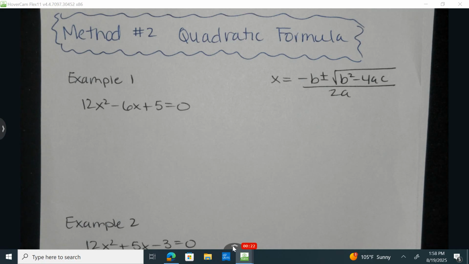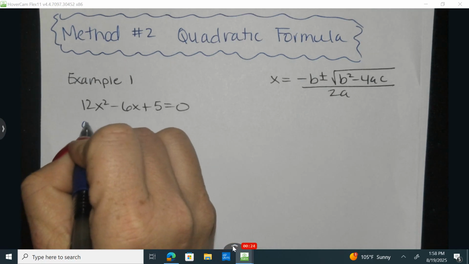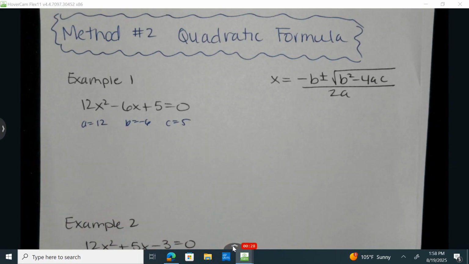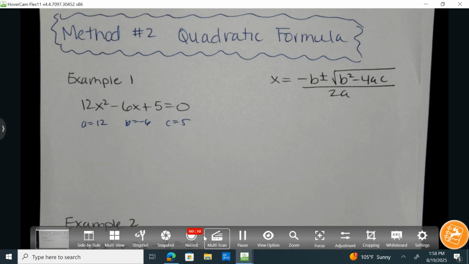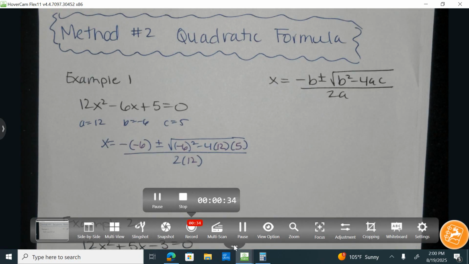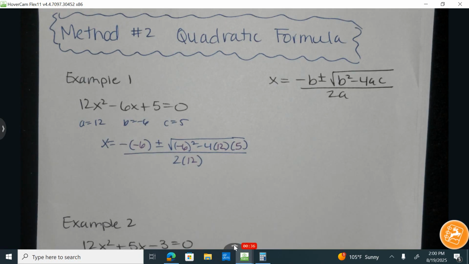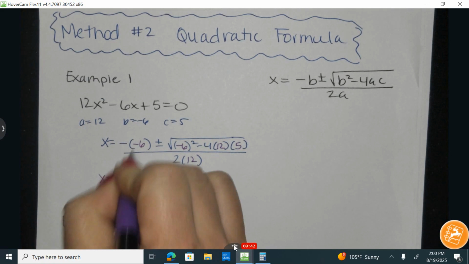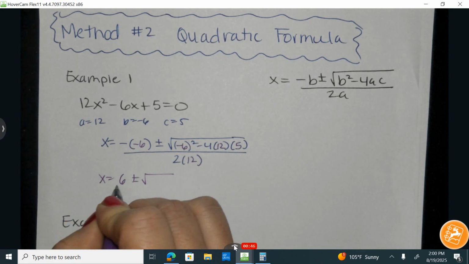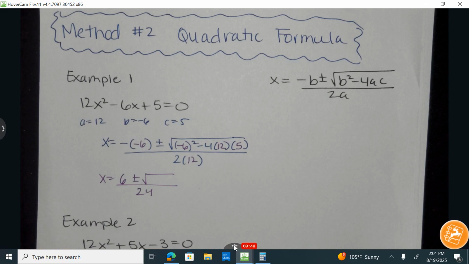First thing I'm going to do is set up what is my A, my B, and my C. So A is 12, B is -6, and C is 5. Now I'm going to press pause and set up the equation. Alright, so I have added a calculator at the bottom of the screen to help us out. You can see I've dropped in where the B's, the A's, and the C's go. And so we have two negatives make a positive. I'm going to do all of this on a calculator in just a second, and it's all over 24.